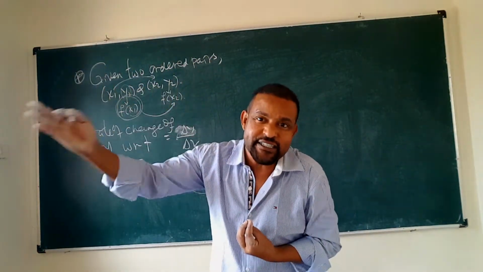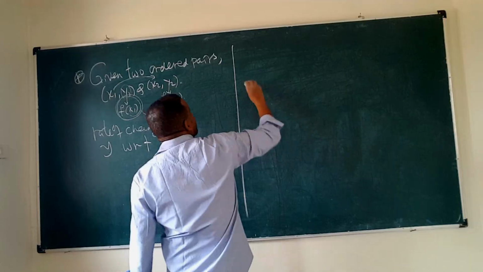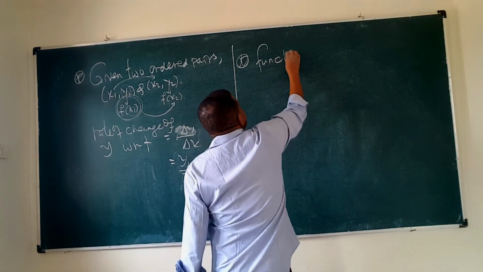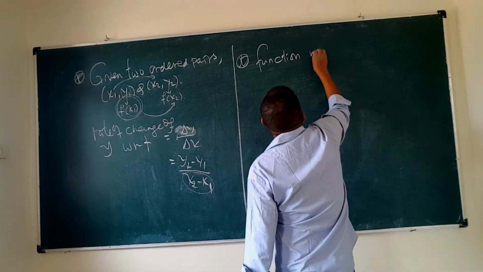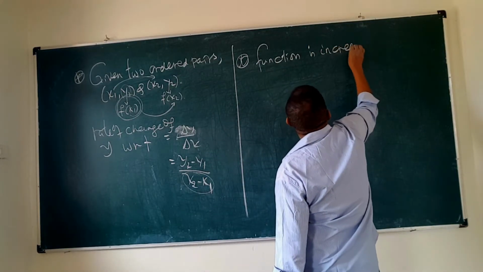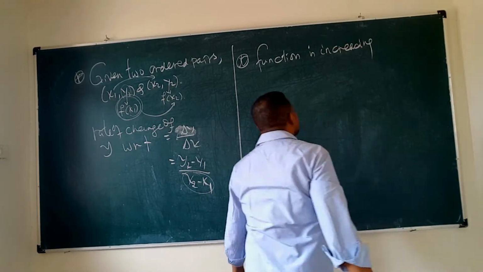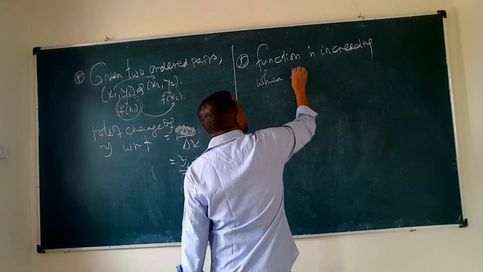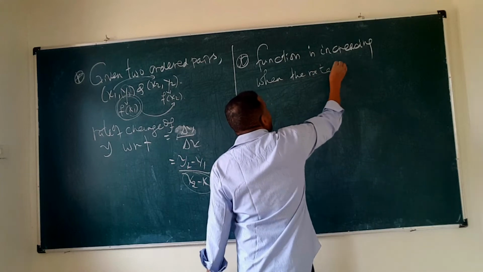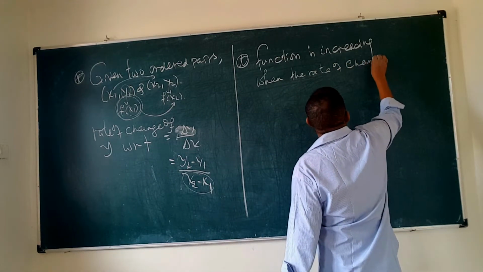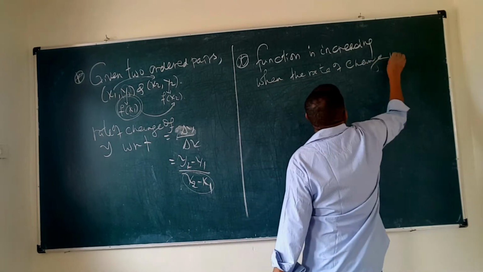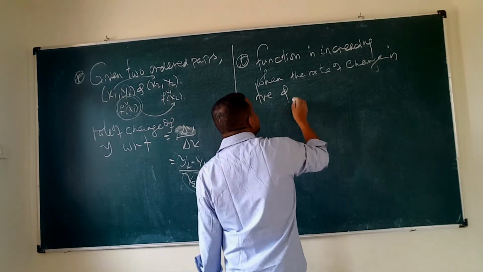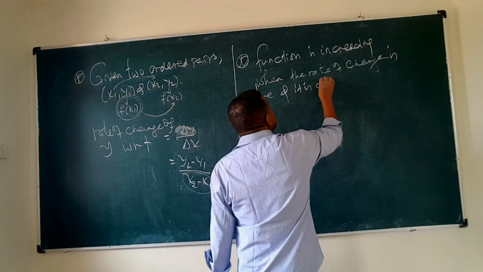ፈንክሽናችን increasing function ነው ማለት። So what a function is increasing. We say that a function is increasing when the rate of change is what? Positive ማለት and the function is decreasing, and it is decreasing.